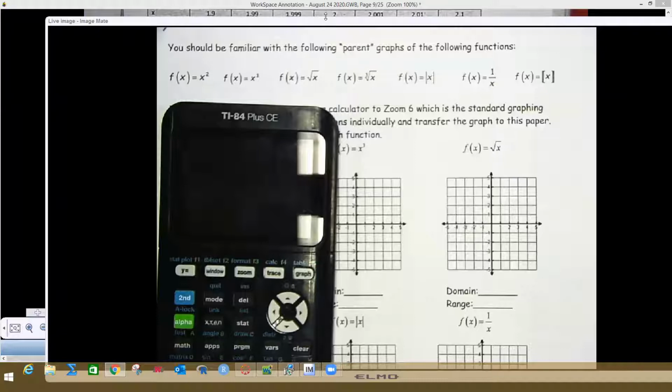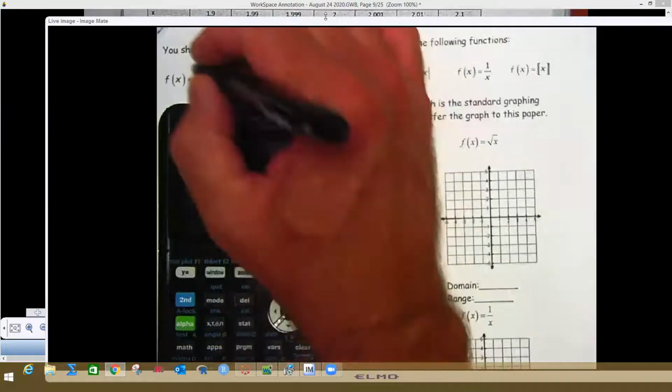Okay, so when you get home tomorrow, for you at home and for you guys that are going to be home on Thursday, you're supposed to work on this transformation function. So I'm going to tell you what all these are called and where to find them on the calculator.